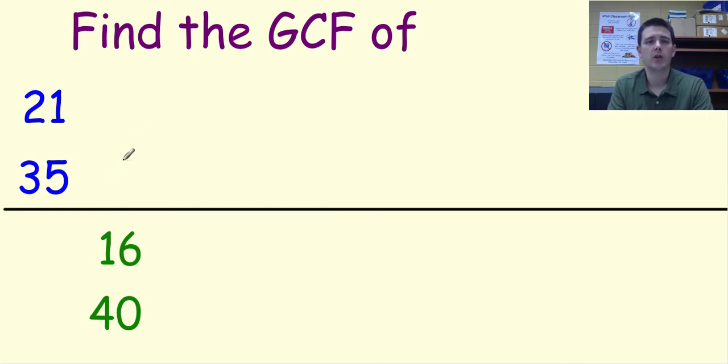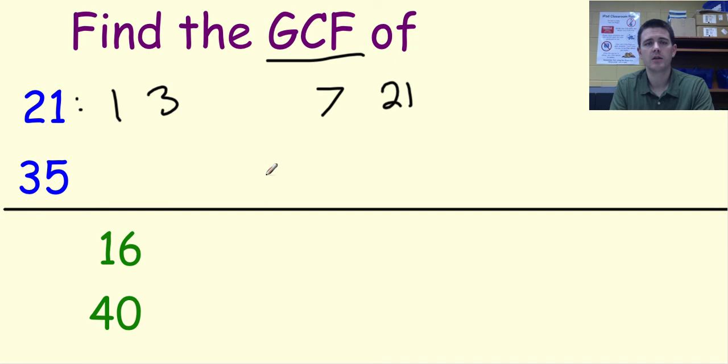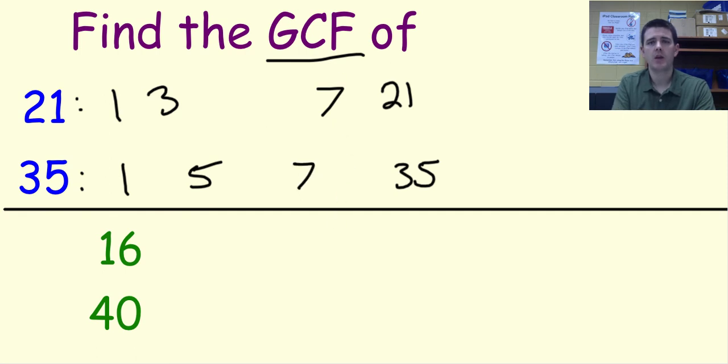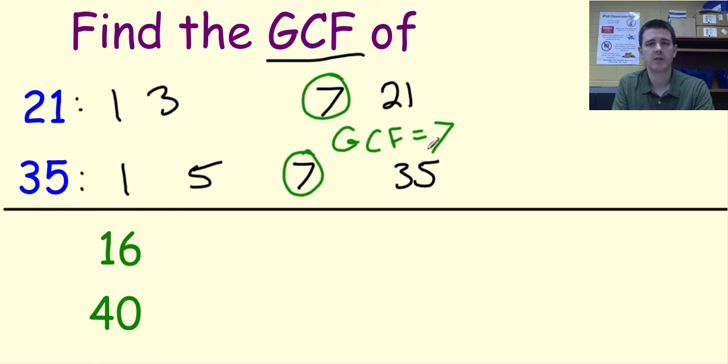So 21 and 35, we want to find the GCF, the biggest factor they both have in common. So we start by listing out our factors. 21 is 1 and 21. Then we have 3 and 7. Not a whole lot for 21. For 35, we have 1 and 35. We have 5 and 7. So in this case, there's not a lot to choose from. Our greatest common factor is the biggest number that shows up in both lists. In this case, that answer is 7.